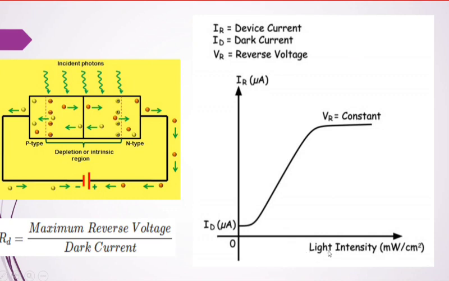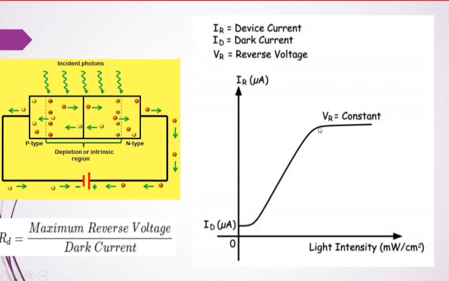Now in the x-axis, light intensity is measured by the lux meter. In the y-axis, the reverse current, which flows through the junction in reverse bias condition. Initially, as you increase the light intensity, the current also increases due to the creation of more free electrons.